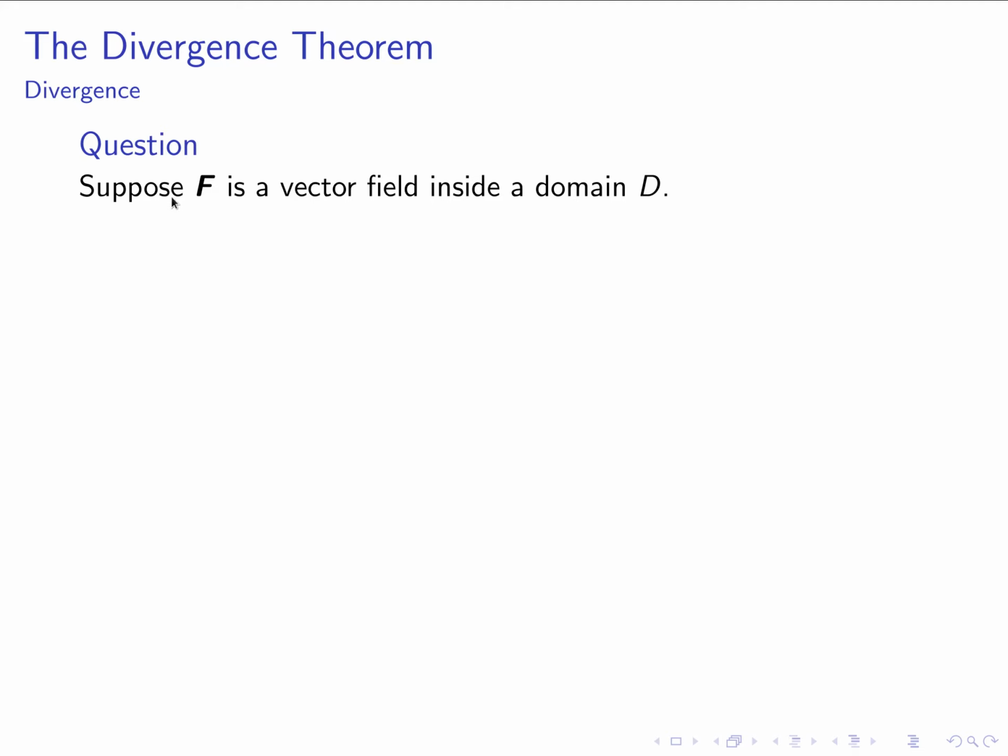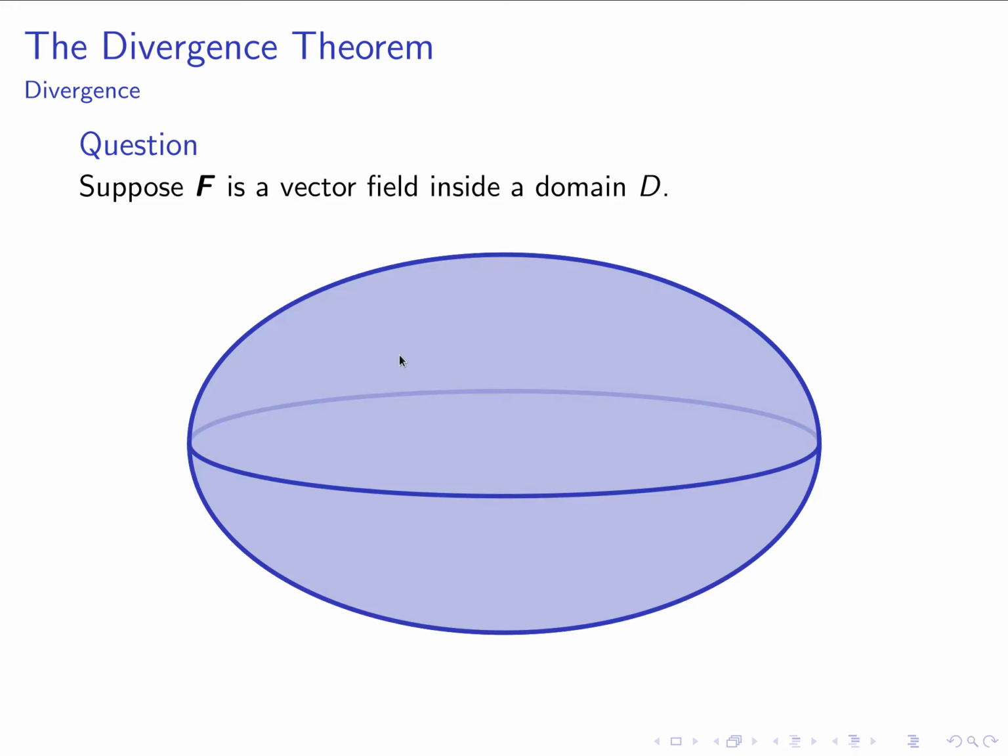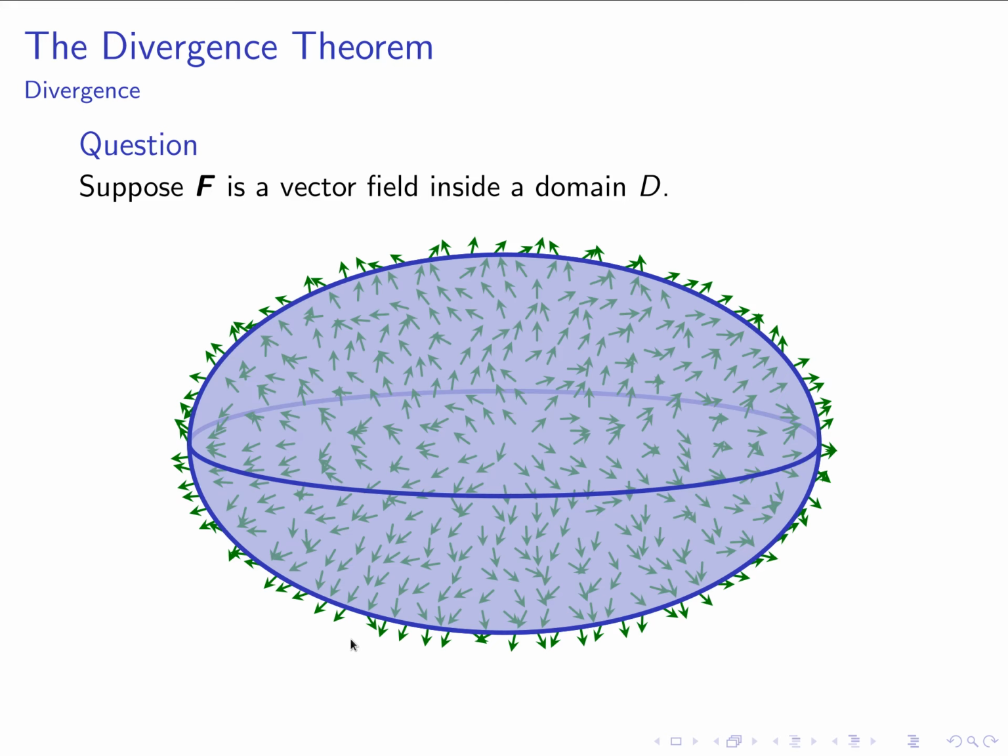Let's say that we have a vector field F inside of a domain D. So here we have some sort of three-dimensional domain. The way to think about this picture is we're looking at some sort of closed surface, and then the domain includes that surface and everything inside of it. And then in our discussion, we're thinking about a vector field that lives inside of this domain.